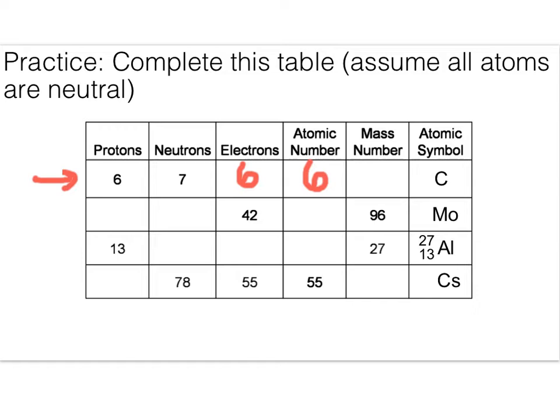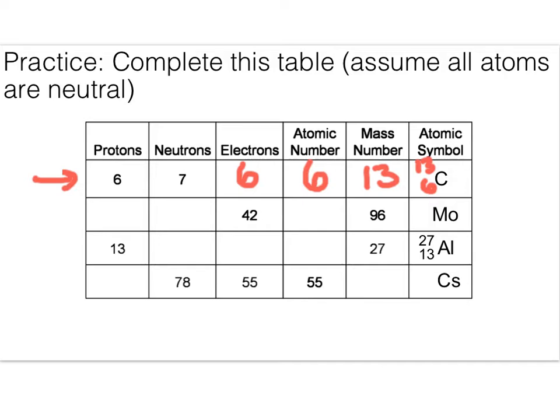Finally, our mass number. Once again, electrons don't really contribute to the mass, so we're talking about protons plus neutrons, everything in the nucleus, and this is going to give us a mass number of 13. And so if we write it a little small here, we should see something like that.